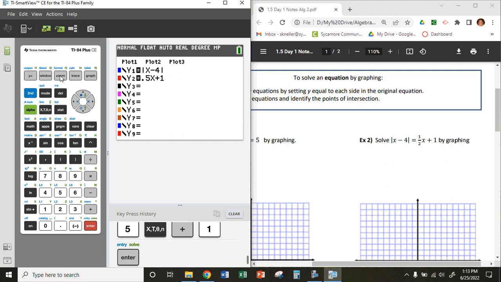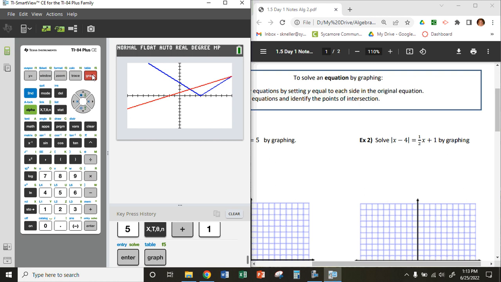Now, since we already did Zoom 6 before, this time we can just hit graph. That should be our standard graphing window. And you can see that the blue equation was the one that we typed in first. So that's our absolute value equation. It looks like a V. The other equation in red, that's our slope-intercept form. And you can see that they intersect 2 times now. So we're going to find 2 intersections.